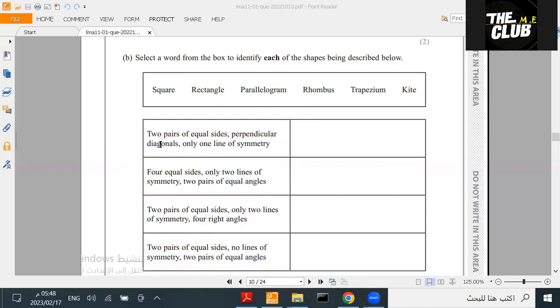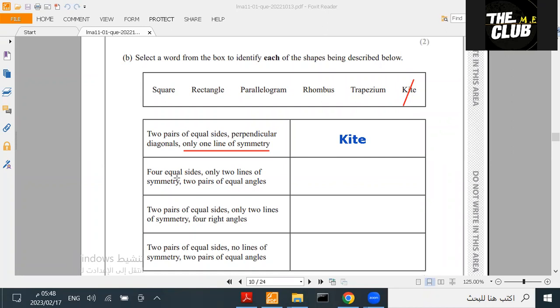I get 2 pairs of equal sides, perpendicular diagonals, only one line of symmetry. Only one line of symmetry may say it all. The only shape that has more than one line of symmetry, more than one. Rhombus has 2 lines of symmetry. Trapezium has no line of symmetry. Kite has one line of symmetry. So the one with only one line of symmetry is the kite. Let's write kite. I used kite, I'm not going to use it again.